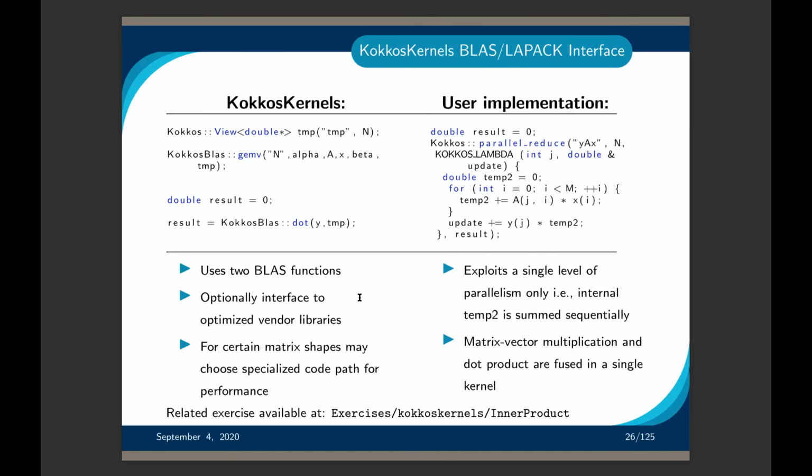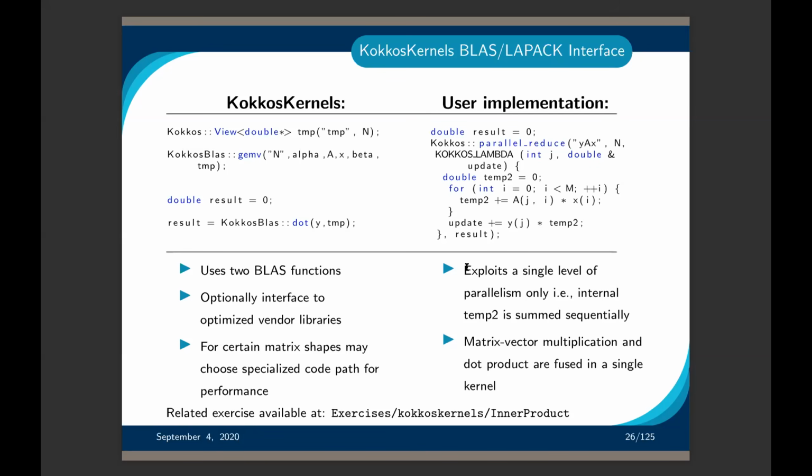Because we use the two BLAS functions, and also optionally it can interface to the optimized vendor library, so it can perform very well. And for certain problem sizes, we can call different code internally. So if the GEMV has some kind of different weird shape, then we can customize the algorithm internally.